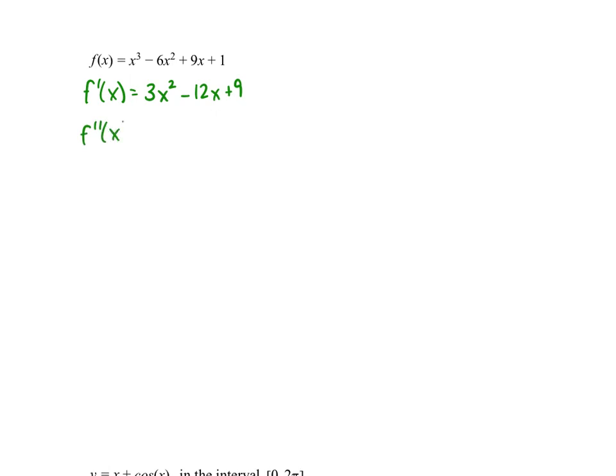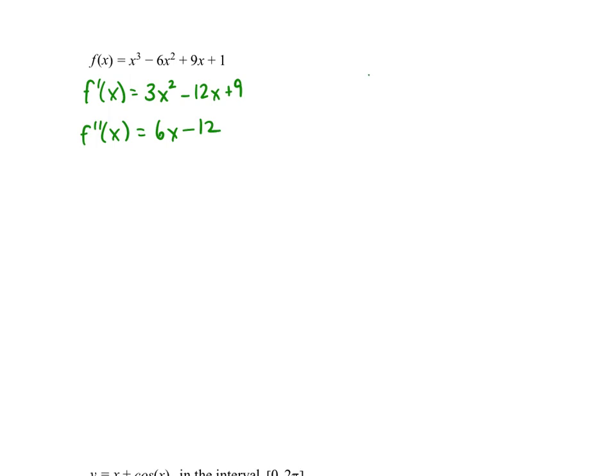So let's look at another one. We have x cubed minus 6x squared plus 9x plus 1. We want to find two derivatives. So f prime of x is going to be 3x squared minus 12x plus 9, but f double prime of x is going to equal 6x minus 12. Now I would say concavity with second derivatives is even easier than increasing and decreasing because your power decreases every time, so you're at the second derivative now.